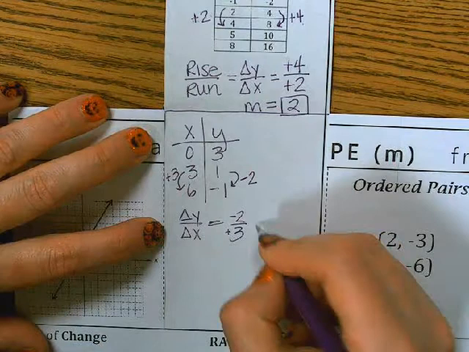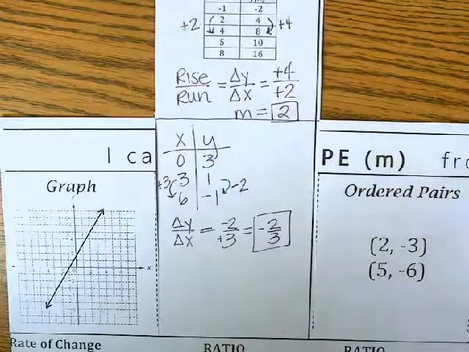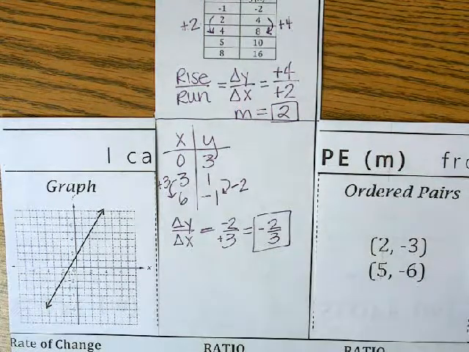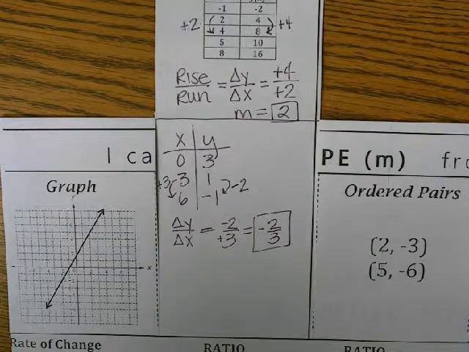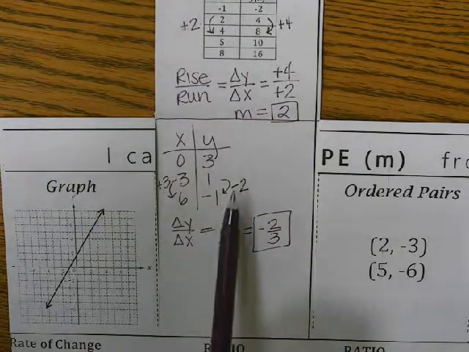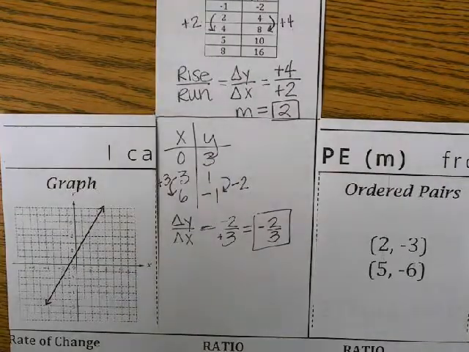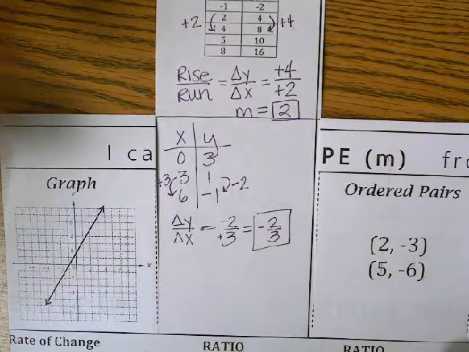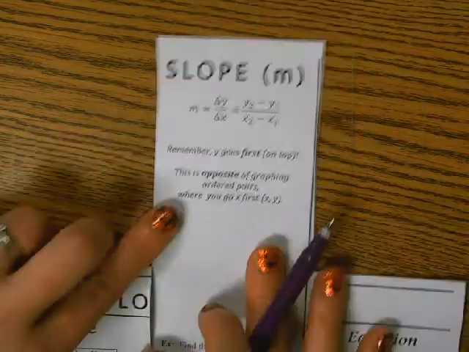Okay? What does this mean? This means I just have a negative slope, negative 2/3. So that's why I say be really careful, because sometimes we might have both of them going down, and if both of these were negative, then that would be a negative over a negative, which would end up in a positive slope. Okay?